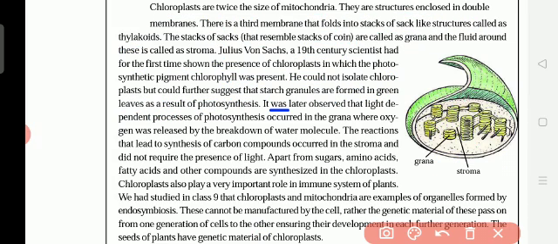It was later observed that the light-dependent process of photosynthesis occurred in the grana, where oxygen was released by the breakdown of water molecules. So photosynthesis takes place in the chloroplast. Chlorophyll is present in the grana. In the grana only, water molecules will be breaking and oxygen is released. Then glucose also will be released here in the presence of sunlight.